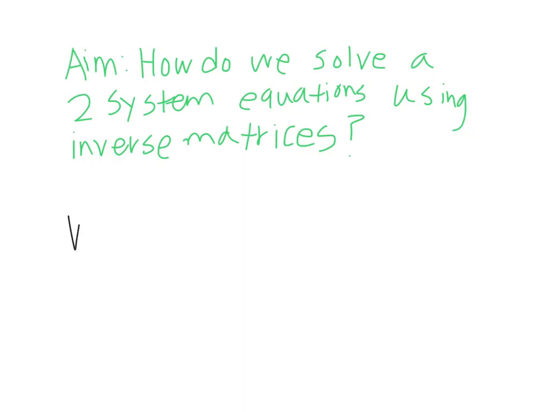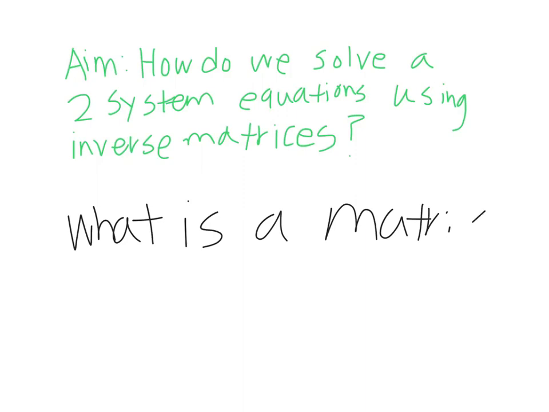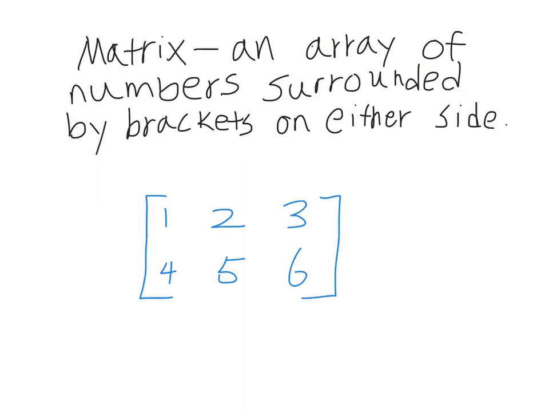First, what is a matrix? A matrix is an array of numbers surrounded by brackets on either side. So we have a matrix down here, but how do you name a matrix? A matrix is always the number of rows, which is 2, times the number of columns, which is 3. So this will be considered a 2 times 3 matrix.